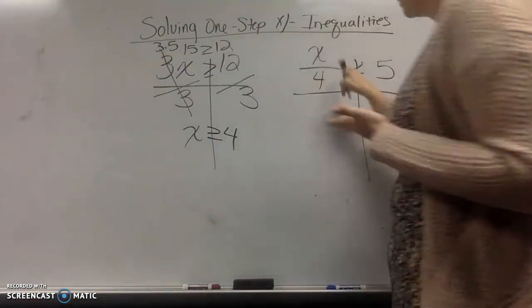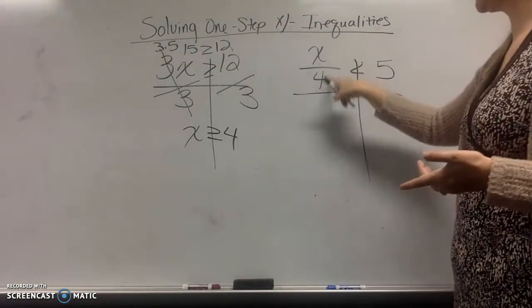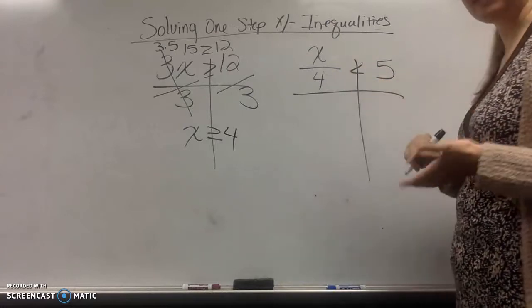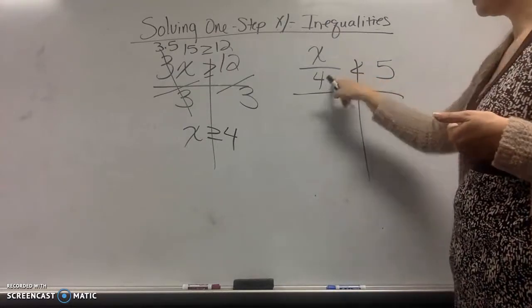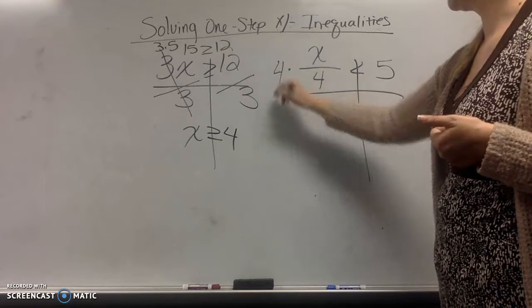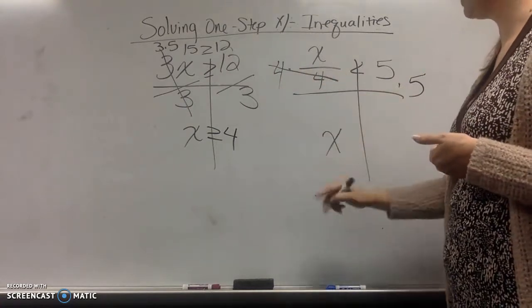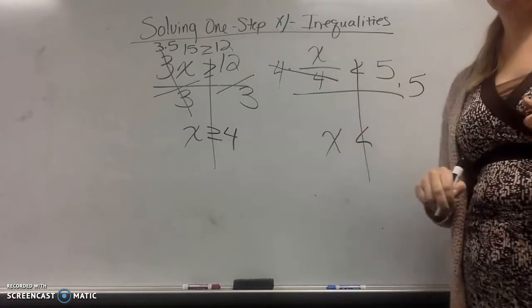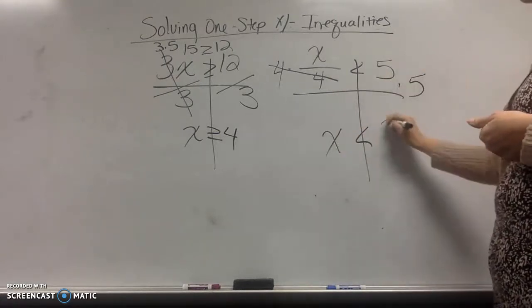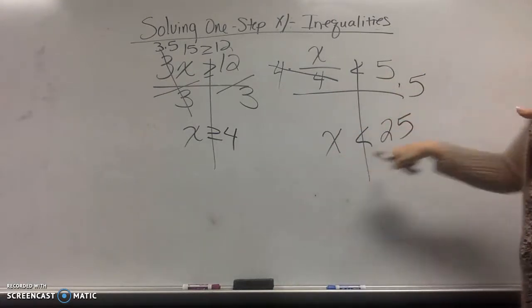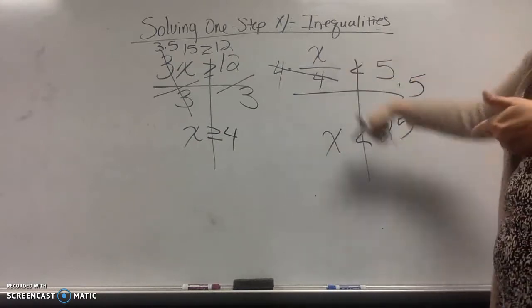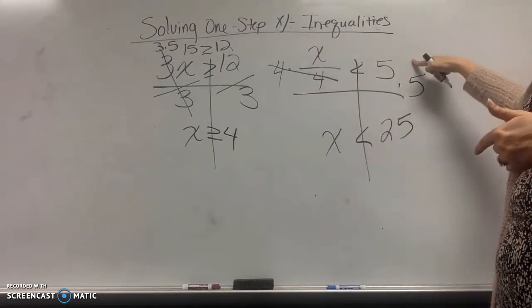Looking at this one, this is division. We are taking x divided by 4, and we want an answer less than 5. So I undo division with multiplication, balance my scale. That will cancel out and leave me with x. Drop my inequality sign. 5 times 5 is 25. So as long as I pick a number less than 25 and plug it in, I will get an answer.